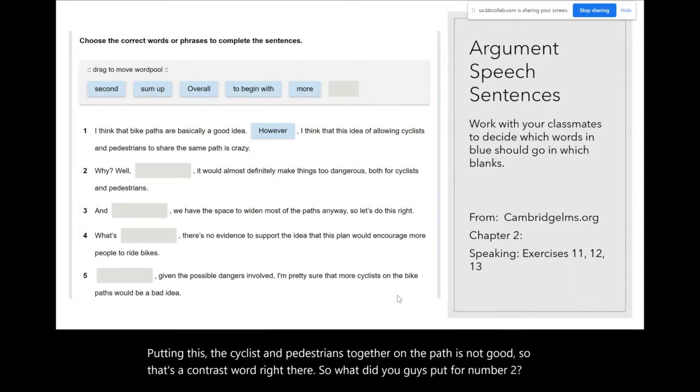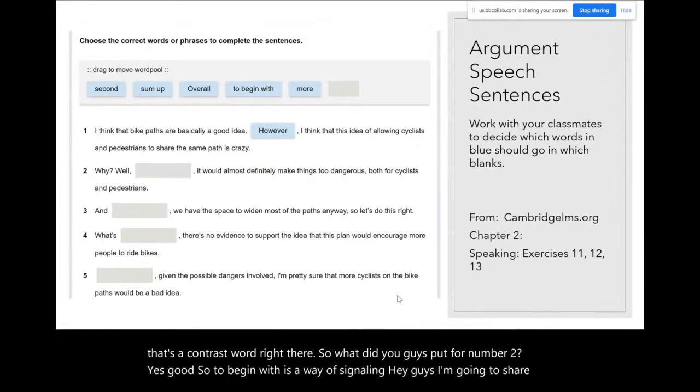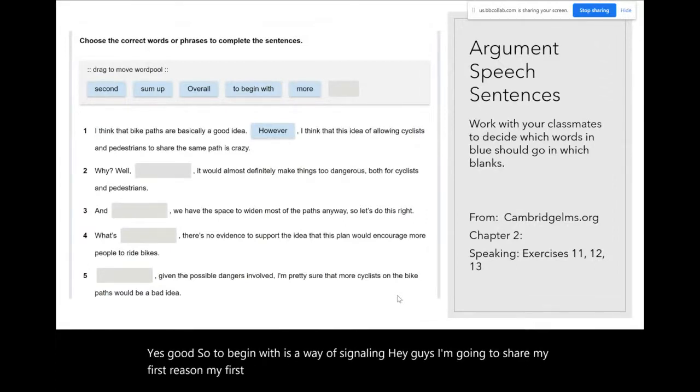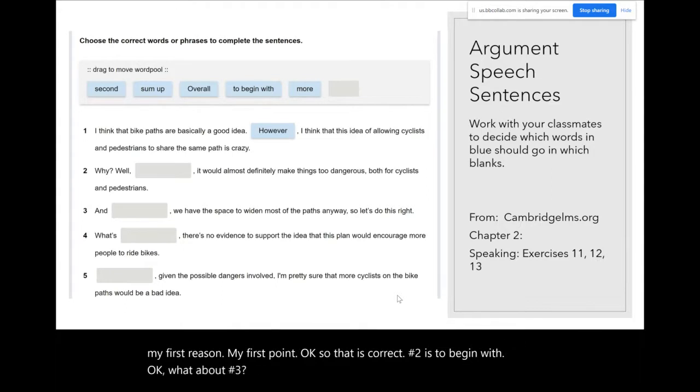To begin with. Yes, good. So "to begin with" is a way of signaling, hey guys, I'm going to share my first reason, my first point, okay? So that is correct. Number 2 is "to begin with." Okay, what about number 3? Second. Yes, good. Second, okay?